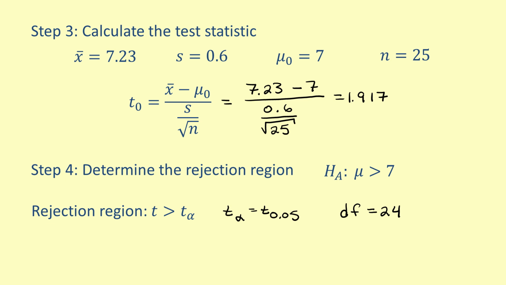Now we can use technology or a student t-table to determine the t-score that has a right tail area of 0.05 for a distribution with 24 degrees of freedom. This gives the rejection region t is greater than 1.711.